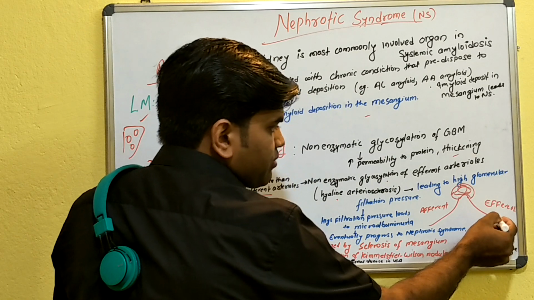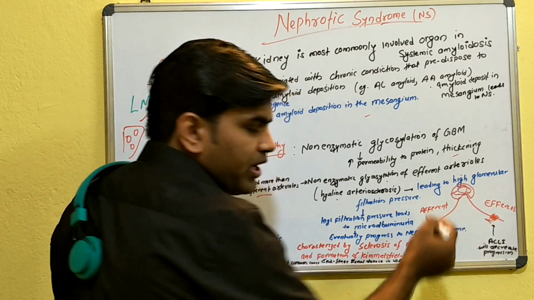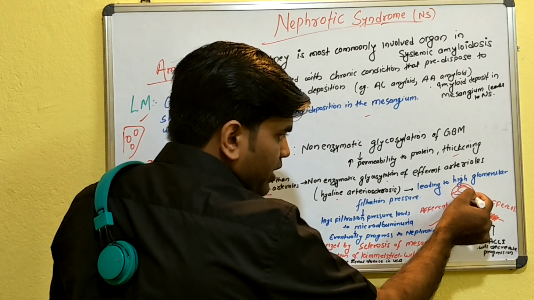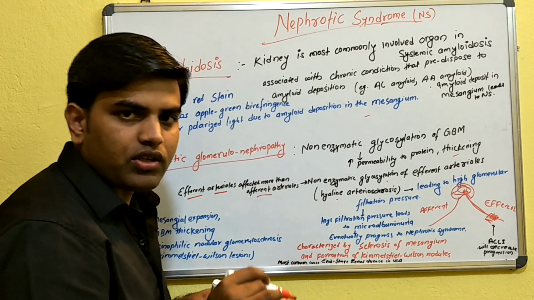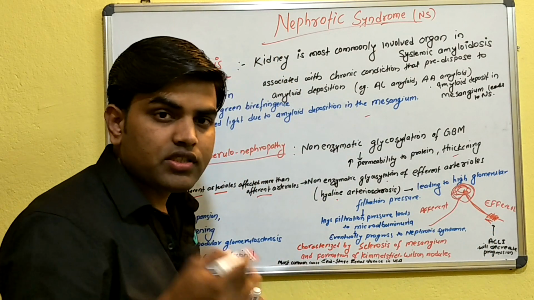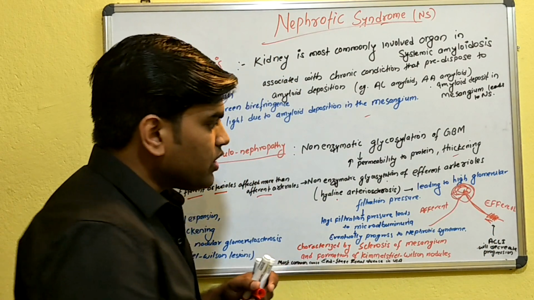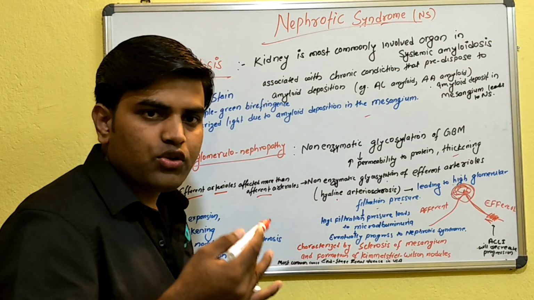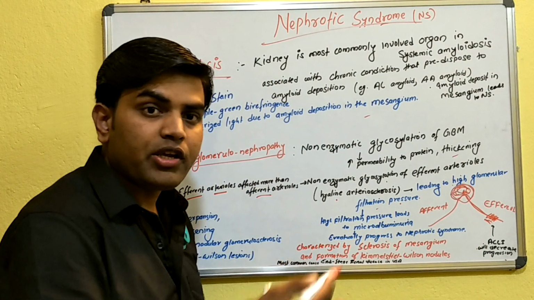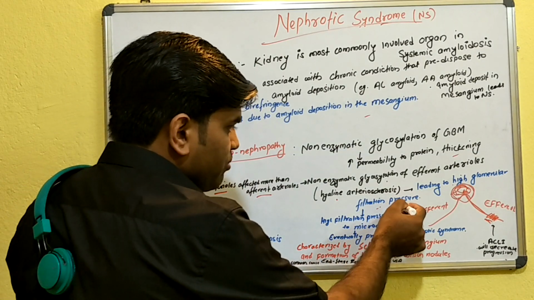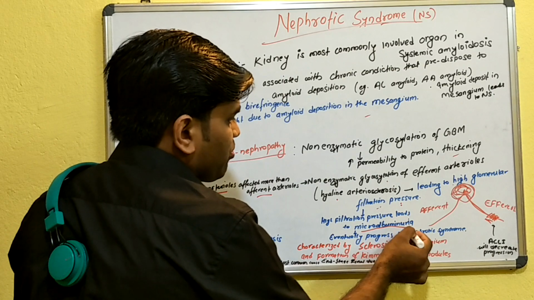Since the wall is thickened, what happens? The blood passing through the vessel will be less, so the pressure will be more. The pressure goes back to the glomerulus. So there will be increased pressure inside the glomerulus, and since there is increased pressure, that will lead to high glomerular filtration pressure. There will be increased GFR, but this high filtration pressure will also lead to microalbuminuria.